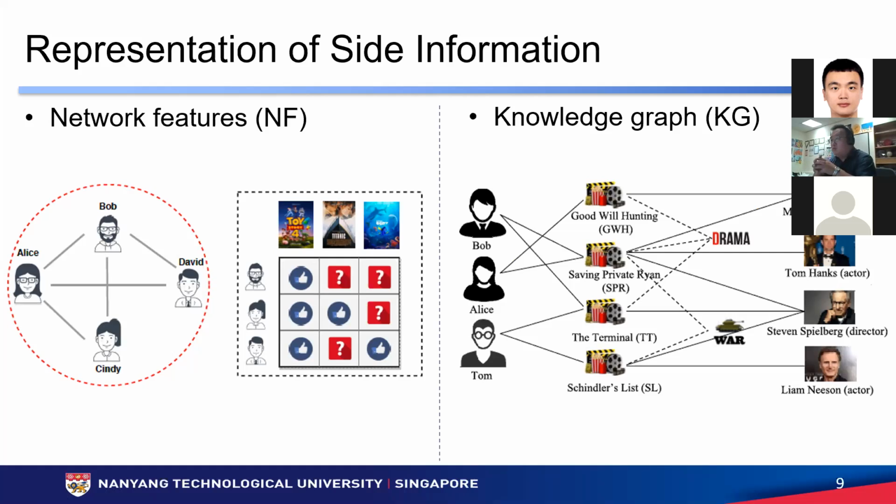But then we also could have a knowledge graph to integrate all kinds of different side information into this graph. And this graph is a heterogeneous graph. There are different types of nodes, as well as different types of links. So this is a heterogeneous graph. And sometimes we call it the heterogeneous information graph, HIG. Or some of the papers call it knowledge graph. So these are the structured side information.